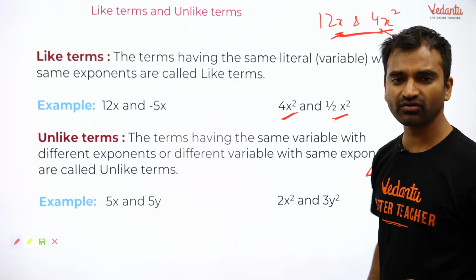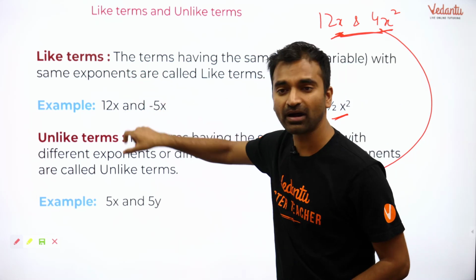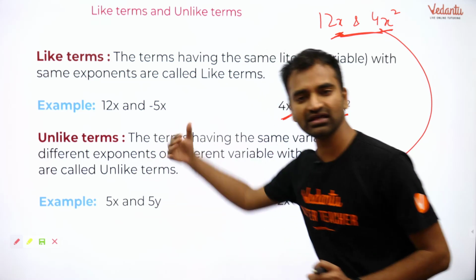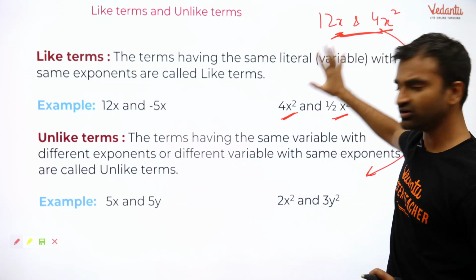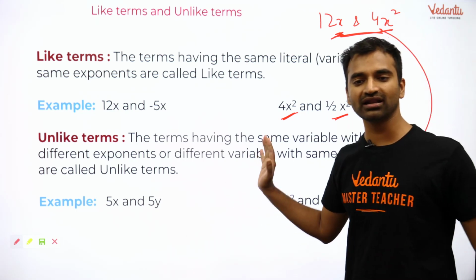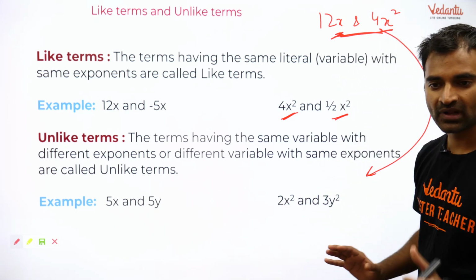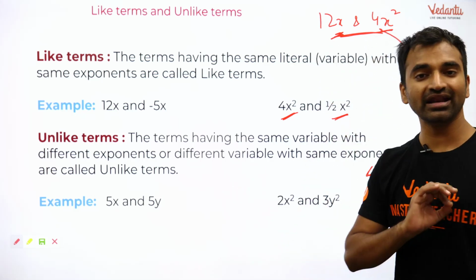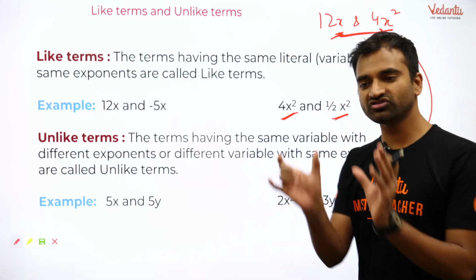Is that fine, everyone? So like terms, the variable part has to be exactly the same. Unlike terms, anything different, even if the power is different or if the variable itself is different like this, they are all unlike terms. Like terms can be added or subtracted very easily. Unlike terms cannot be added at all. You just have to keep them as it is.